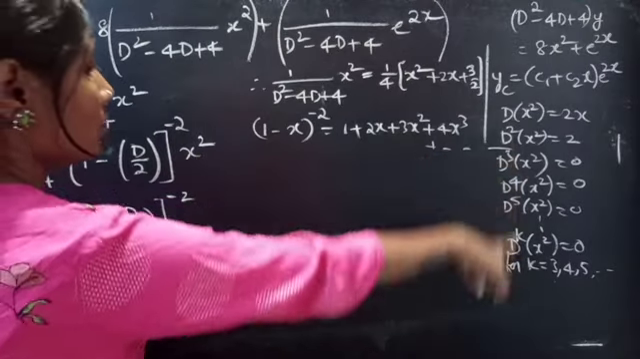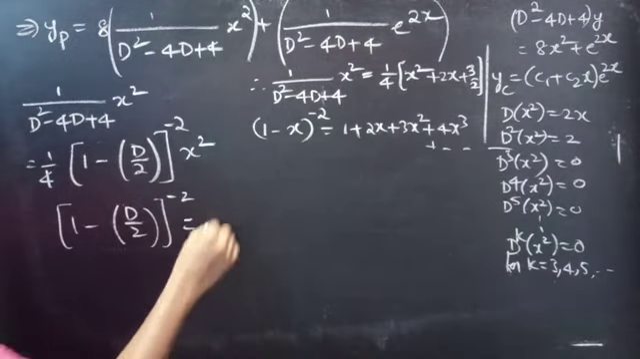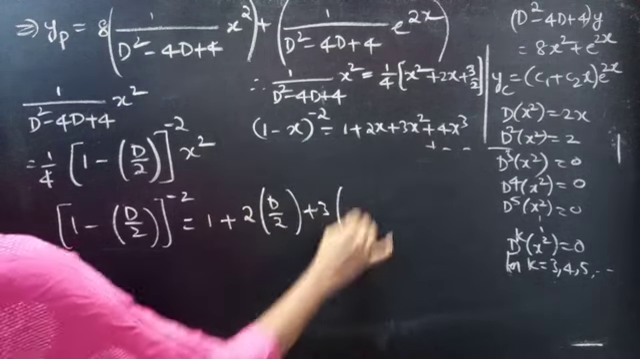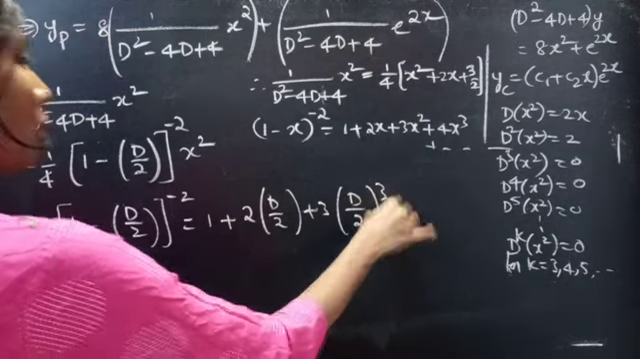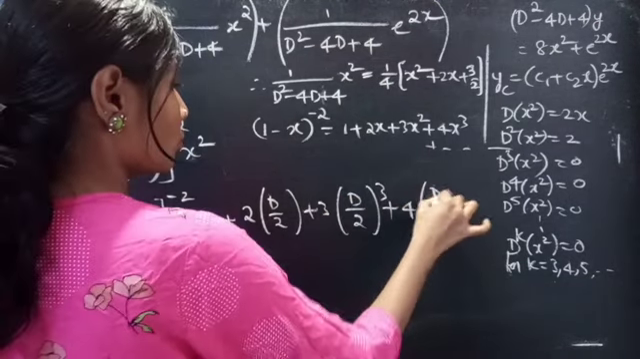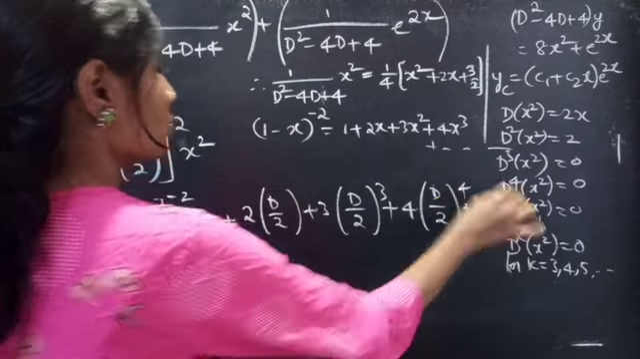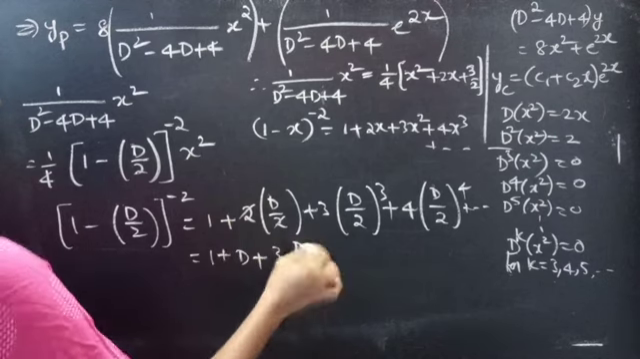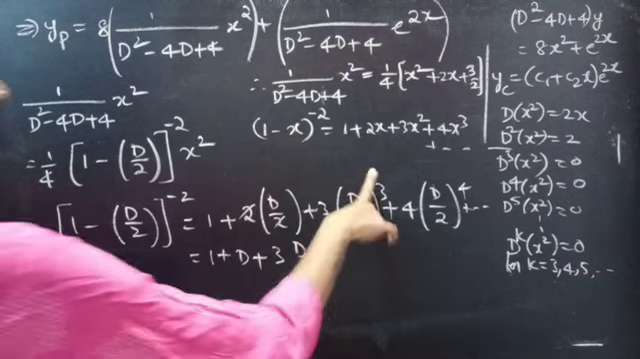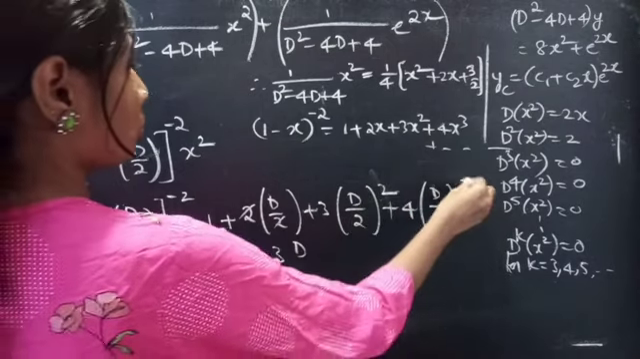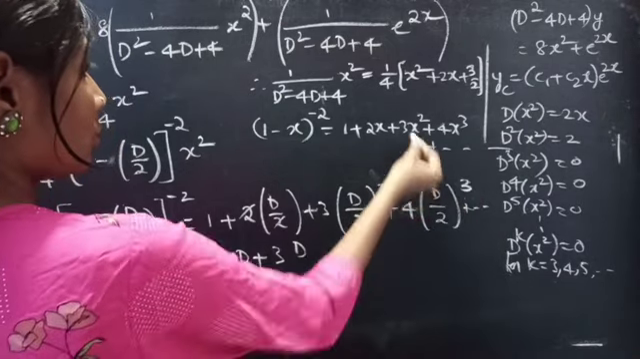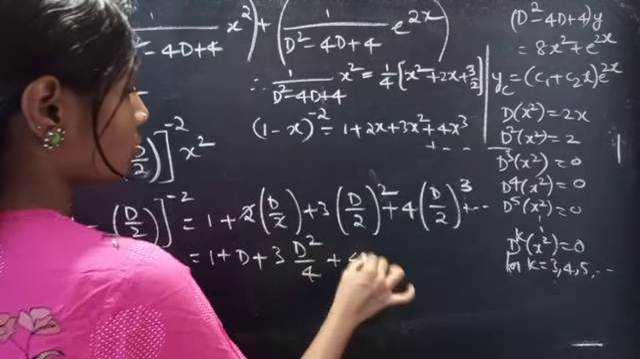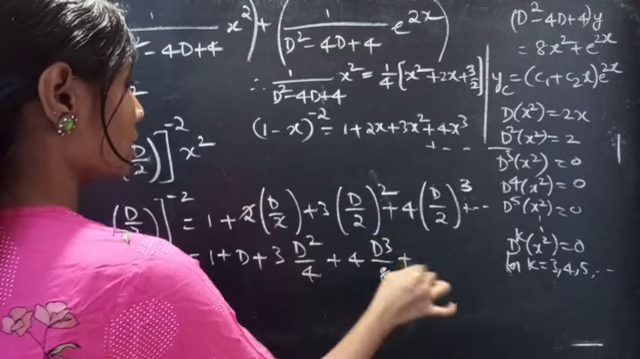Keeping our derivatives in mind. Okay, this is equal to 1 plus 2 into d by 2 plus 3 into d by 2 whole square plus 4 into d by 2 whole cube plus so on. This is equal to 1 plus, 2 gets cancelled, you'll get d plus 3 into d square by 2 square is 4 plus 4 into d cube by 2 cube is 8 plus so on.